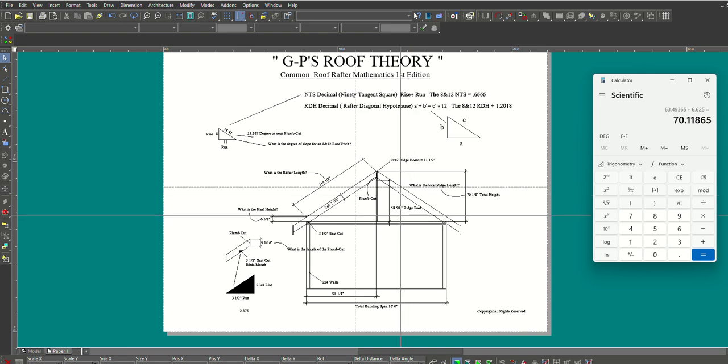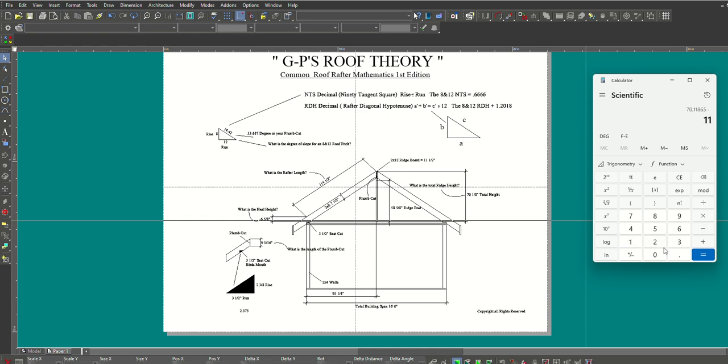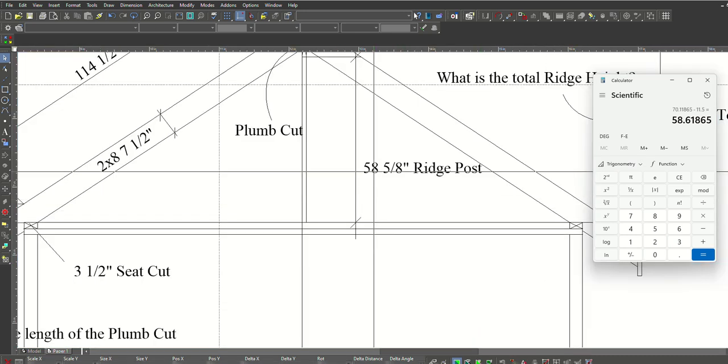Now if we want to know what our king post is, if the 2x12 was a true 11.5, we would simply subtract 11.5. King post would be 58 5/8.